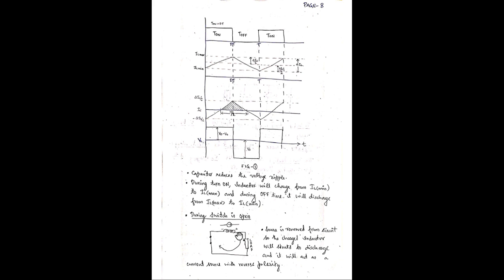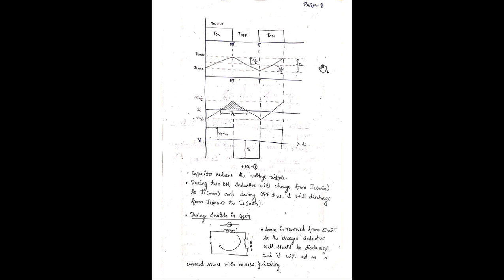This inductor will act as a current source. So the source is removed from the circuit, so the charged inductor will start to discharge and it will act as a current source with the reverse polarity. It will be discharging across like this.